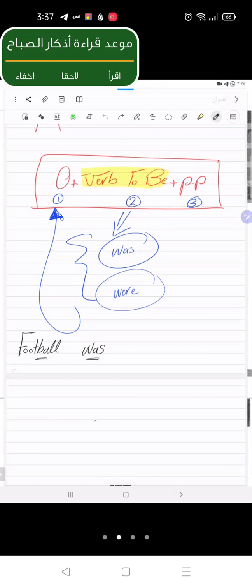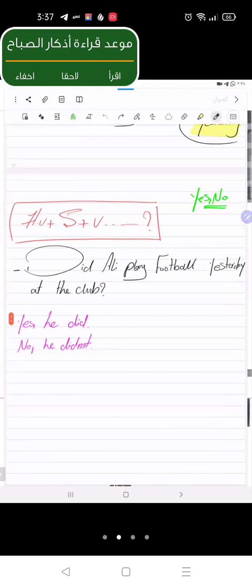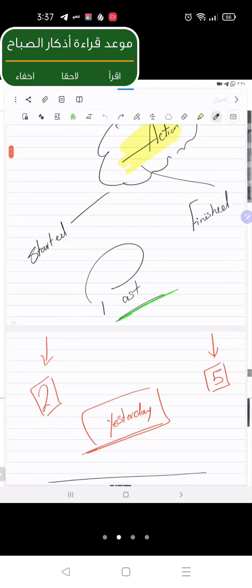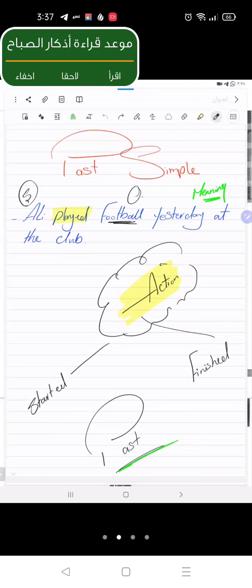Let's move to number three, PP. PP means the past participle, or the shape three, or the form three, or the verb three, from the main verb. Our sentence was saying Ali played football yesterday. Where is the main verb here? Played. Is it the infinitive, the second form, or the third form? It is the second form.